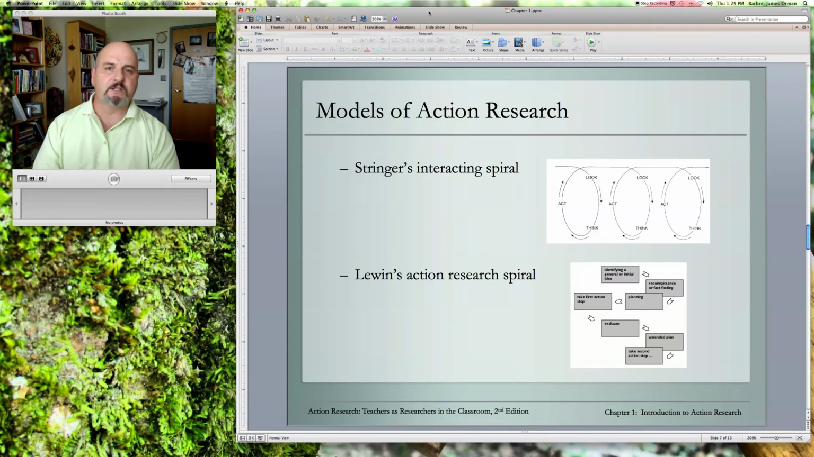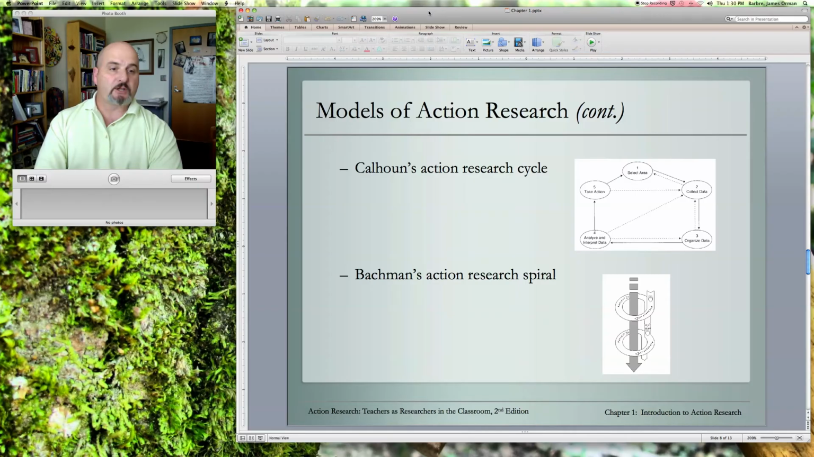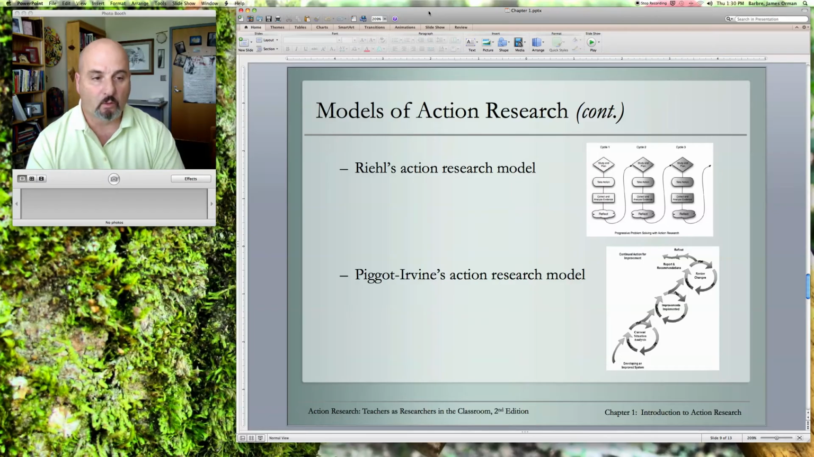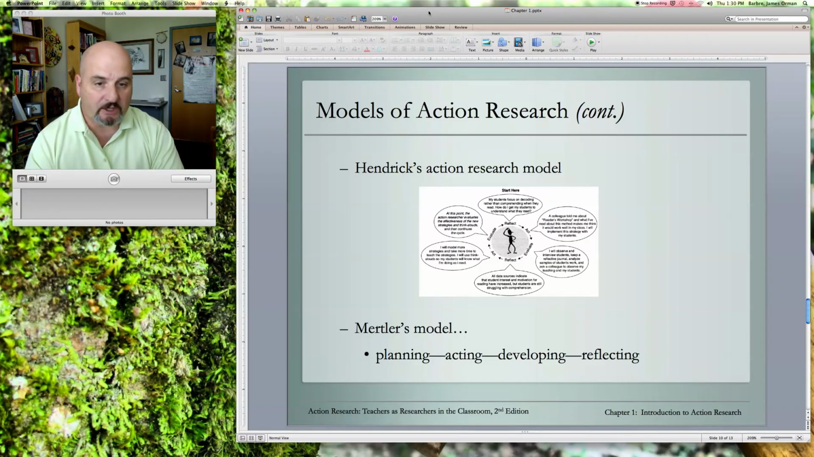Okay. Well, I hope you've taken just a few minutes to take a look at this. I tend to see these as significantly overlapping one another, so I'm not going to spend a lot of time on each one. Mertler does a good job of bringing them into the text, because it's important for you to know how one person's work complements another. So you have Stringer's approach, Lewin's approach, Lewin or Lewin, kind of not sure how to pronounce that one. Calhoun's action research cycle, Bachman's action research spiral, Reel, Piggott-Irvine, say that 3 times fast, Hendrix's action research model, and then Mertler's.